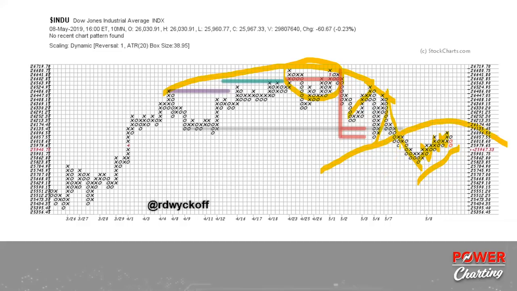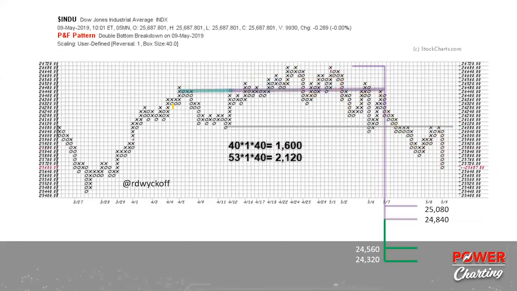And so there's a lot of supply overhead. You're below the distribution area. This is evidence that the downtrend is in force. So now we want to ask the question, well, how big is this count that we have?